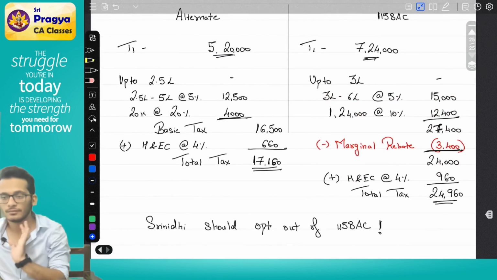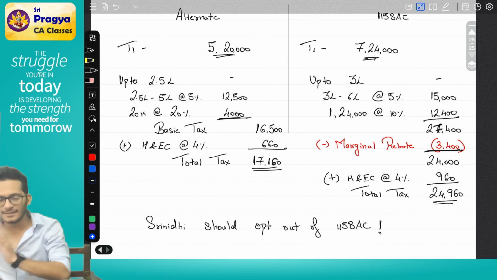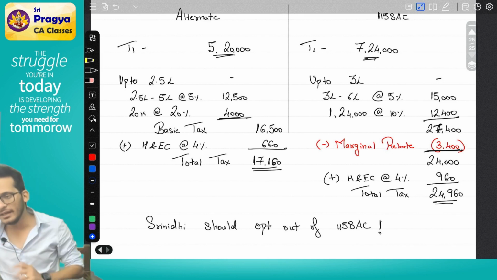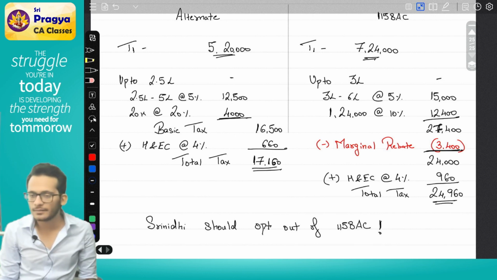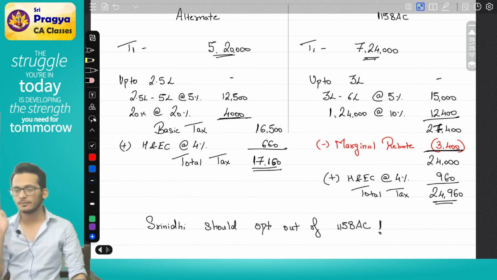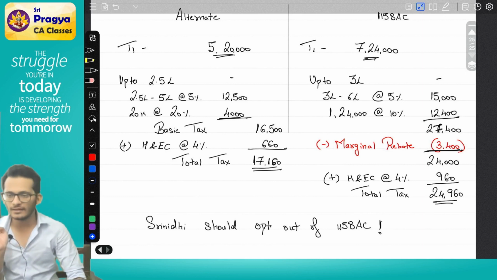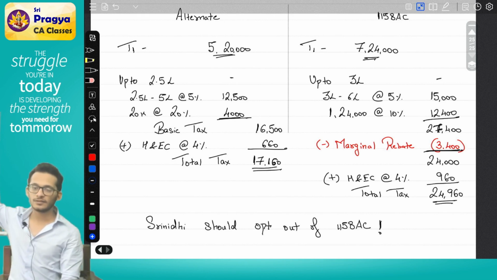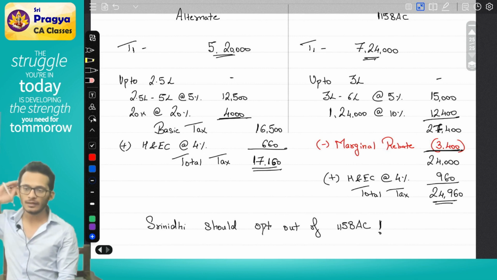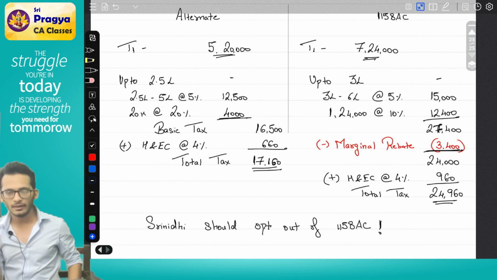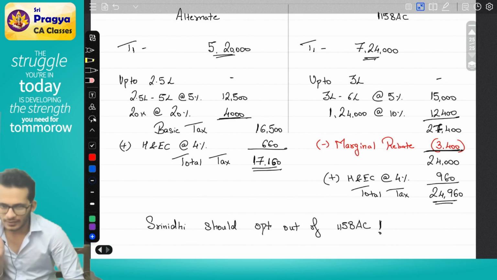Any doubts? Be extremely careful. In the exam, marginal rebate and all will not be given; you have to be smart enough to understand. I'll give you a small hint. Notice, up to 7 lakhs tax would have been 25,000, which means you will generally get a marginal rebate as long as income is up to 7,25,000. Above 7,25,000, you will not get marginal rebate. That is one small hint for you.